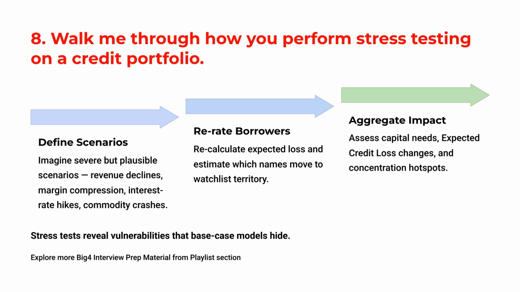Walk me through how you perform stress testing on a credit portfolio. Stress testing imagines severe but plausible scenarios. You start by shocking key drivers: revenue declines, margin compression, interest rate hikes, or commodity crashes. Then you re-rate borrowers, recalculate expected loss, and estimate which names move to watchlist territory. Finally, you aggregate impact to see capital needs, expected credit loss changes, and concentration hotspots. Stress tests reveal vulnerabilities that base case models hide.